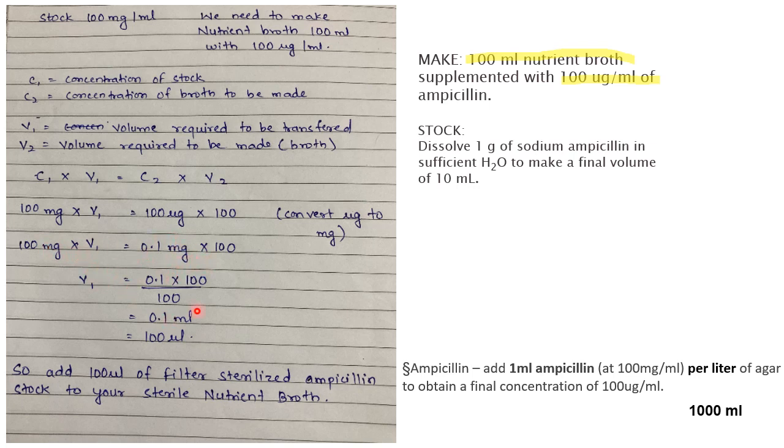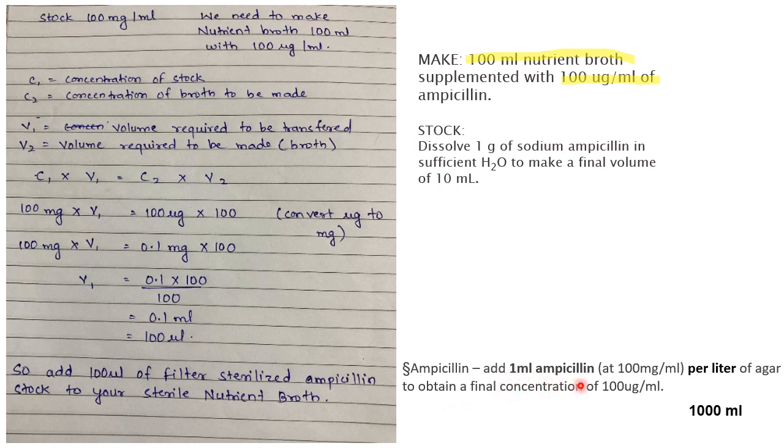Now do the simple calculations. 0.1 mg into 100 divided by 100. From the left side we will go towards the right side in division, and by calculating you will get 0.1 ml as your answer. So 0.1 ml is 100 microliters. Okay, so you add 100 microliters of filter sterilized ampicillin stock to your sterile nutrient broth, and this is how you get 100 ml of nutrient broth with 100 micrograms per ml of ampicillin.